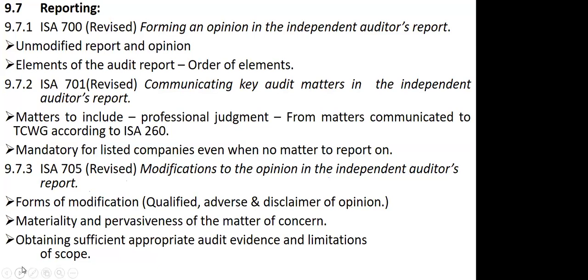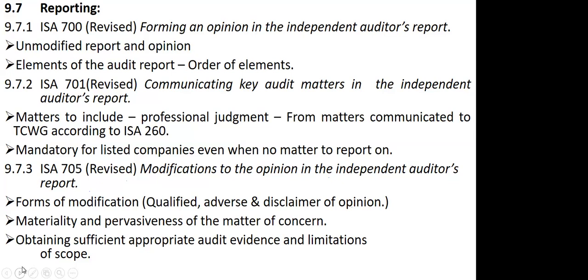We should be aware of ISA 701, key audit matters, and how auditors determine the key audit matters from those matters that they would have communicated with those charged with governance. And the fact that the key audit matters paragraph is mandatory for listed companies. They have to have a key audit matters paragraph, even when they do not have any key audit matters to report on. That paragraph must be there, and they must be able to say we have no matters to report on.